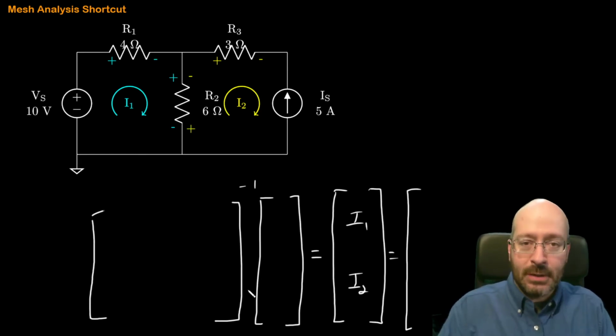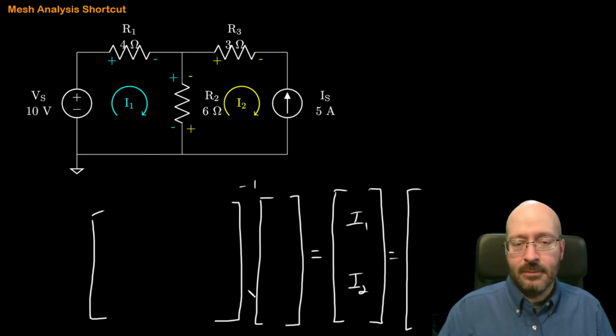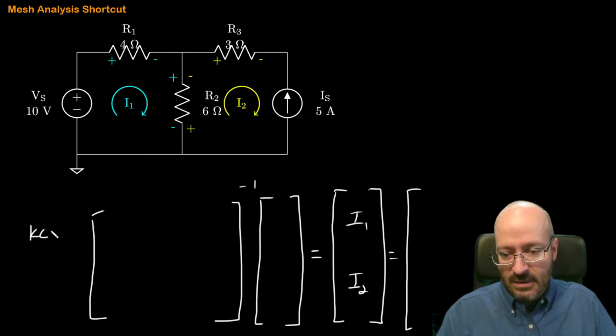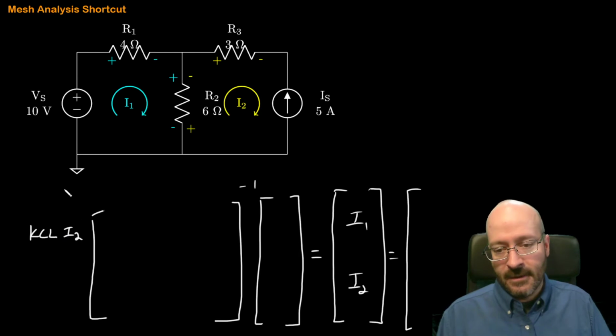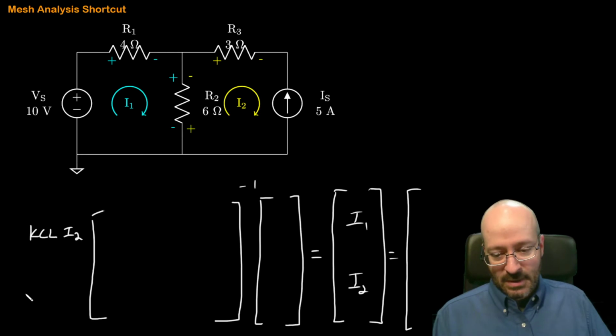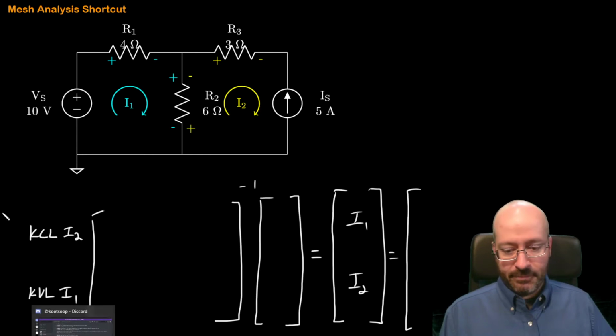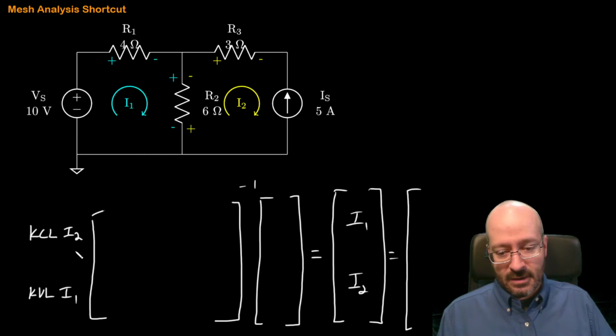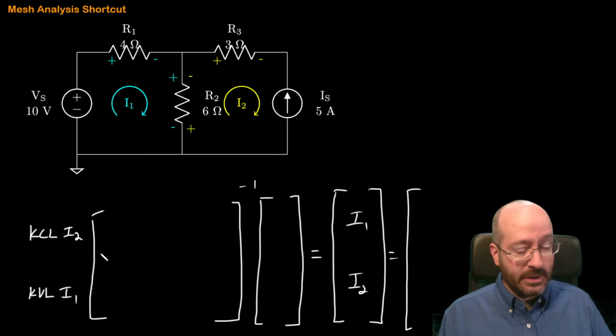Here's the difference. We're going to make our plan. We're going to look at the current supply. We're going to say, I've got to write one KCL. The KCL is going to go right here, and I'm going to call that the KCL for I2, since that's the only mesh current touching it. I have to have one more equation to fill out this system, and it's going to be a KVL around I1. The order that you put these rows in doesn't matter, okay? It's just how I chose to do it right now.